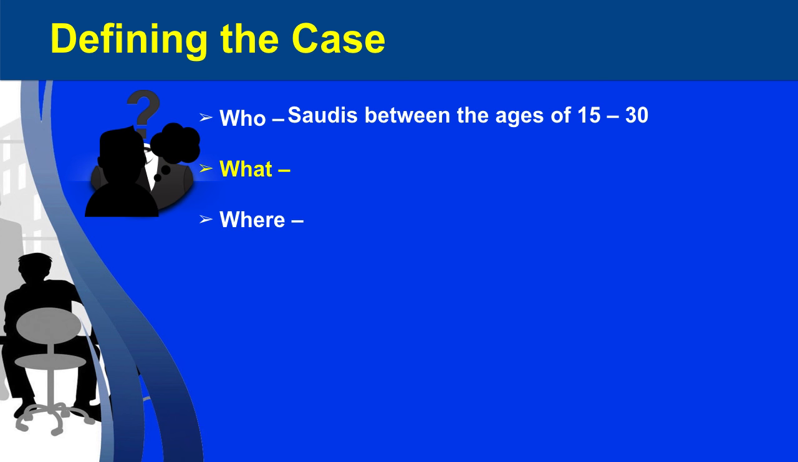The what will be Saudis between these ages with type 2 diabetes. So first thing that bounds the system, the ages of 15 to 30. The second thing that bounds them is that they have diabetes.